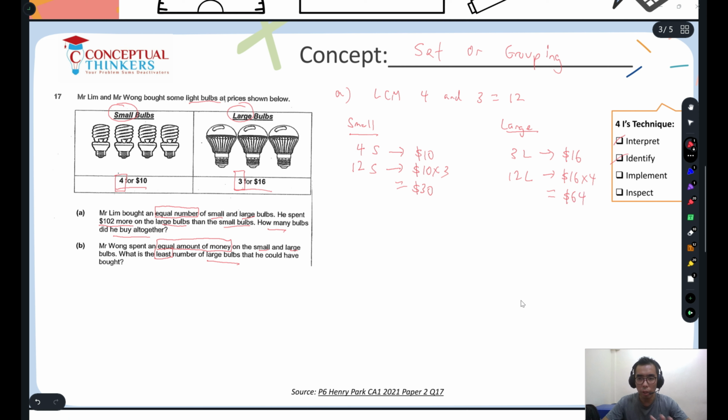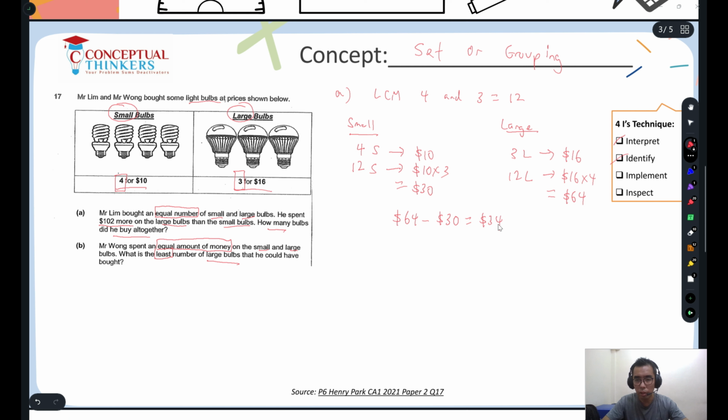Now we have made the quantity equal. The other information given by the question is also very important: he spent $102 more on large bulbs than small bulbs. When you talk about comparison, the difference is the way we are going to solve the question. So let's look at the difference between 12 large and 12 small. I take 64 minus 30, which gives me $34.